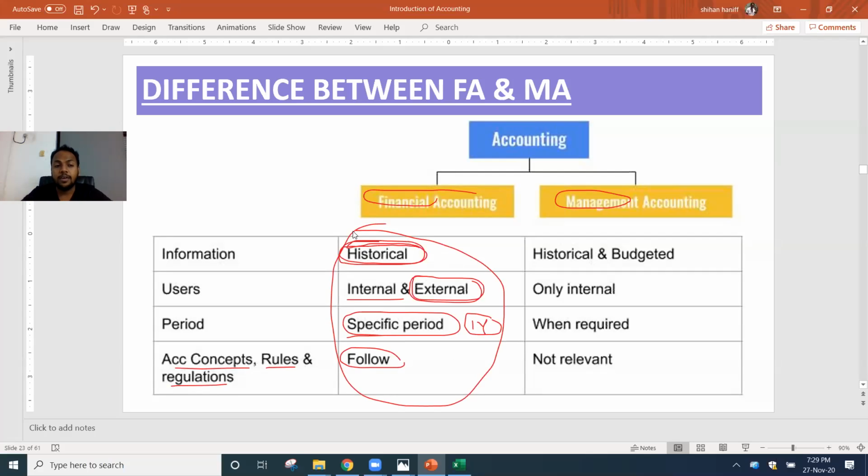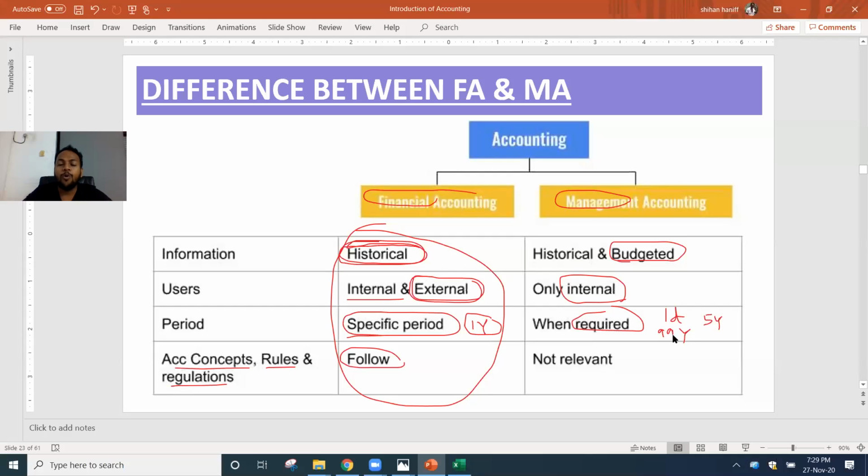Management accounting is completely different. It is forecasting and budgeting, and only for the internal parties. Who are the internal parties? The management. And the period can be 1 day, 5 years, or 99 years.